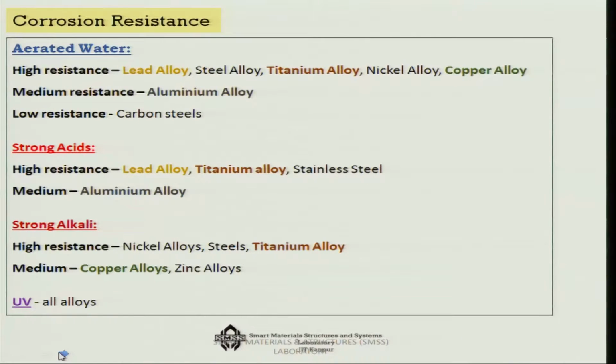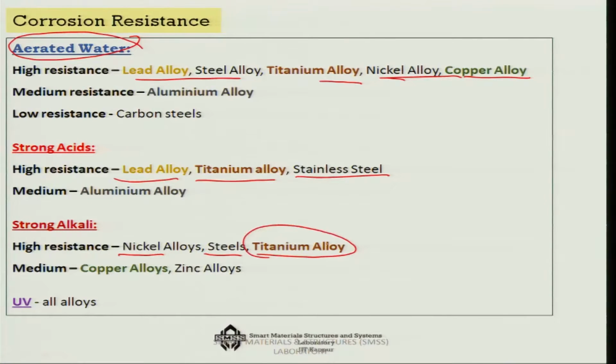Now, in terms of corrosion resistance, it is the environment which is important. In aerated water, lead alloy, steel alloy, titanium alloy, nickel alloy and copper alloy all give high resistance, but aluminum alloy does not. Low resistance is particularly seen in carbon steels. If it is a strong acidic medium, then you will see titanium alloy, lead alloy or stainless steel; aluminum alloy is medium. If it is strong alkaline, nickel alloy, steel and titanium alloy perform well; medium is copper alloy and zinc alloy.